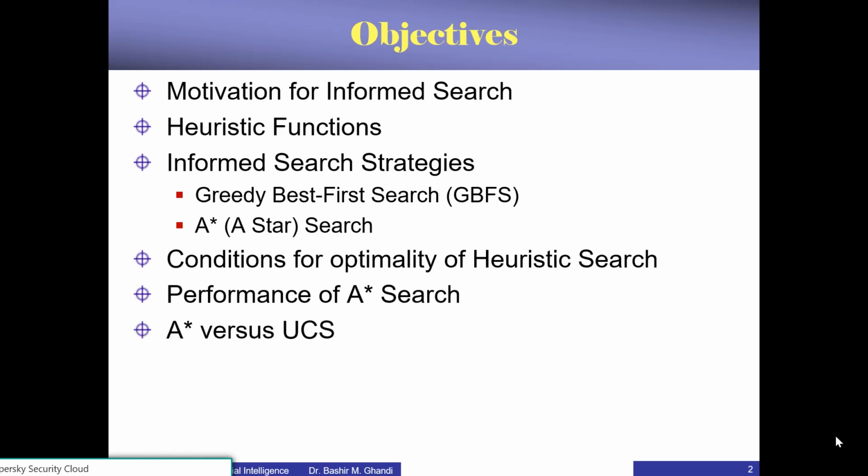And in the last part, we'll take a small summary comparing A-star and uniform cost search that you already know, so that you can see clearly what is the difference between A-star and UCS, which is an uninformed search.